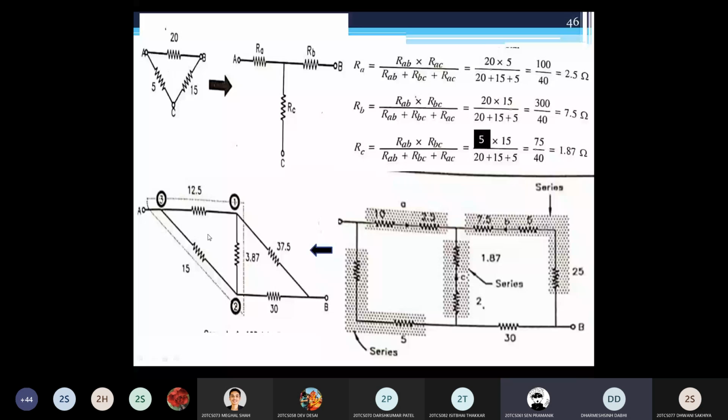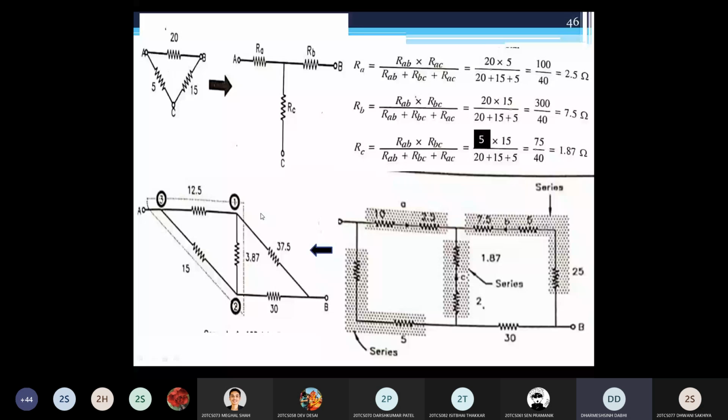Clear. And this delta is removed now. This delta is removed because we convert this delta into star. So only resistance is what? This A point is resistance RA, and automatically this 37.5 becomes in series with this RA or R1. Same way this R2 resistance automatically comes into series with this 30 ohm because this 3.87 is automatically removed, because we convert this delta into star. Clear? You remove the delta fashion and convert it into star.